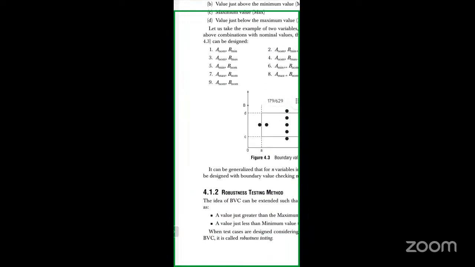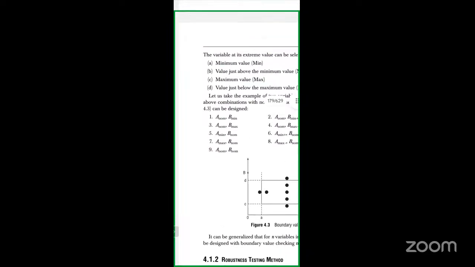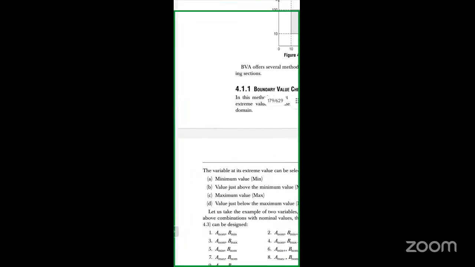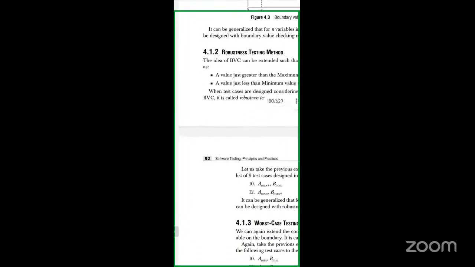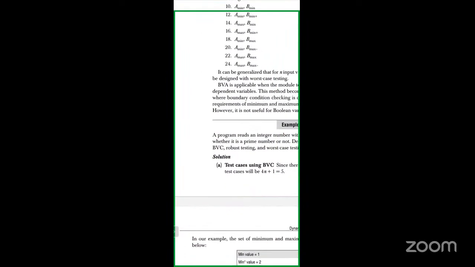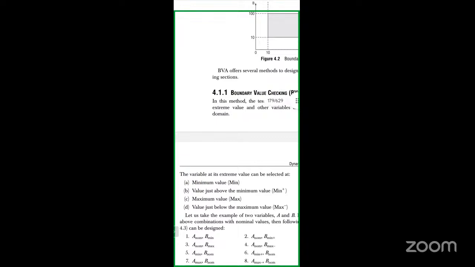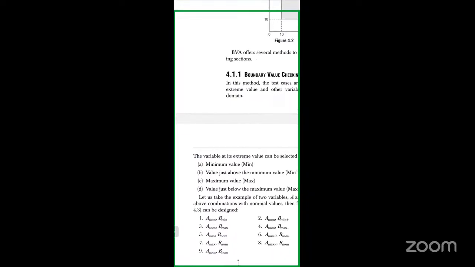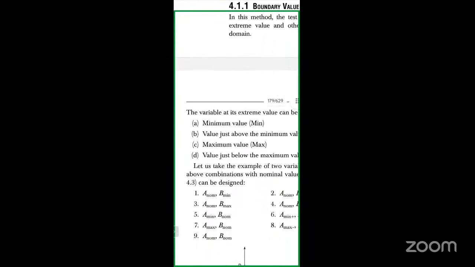So how many values do we need to take when we are checking with boundary value checking? How many values do we need to check? Here you could see how many values we could check. Just for our understanding, how many values do we have to check?